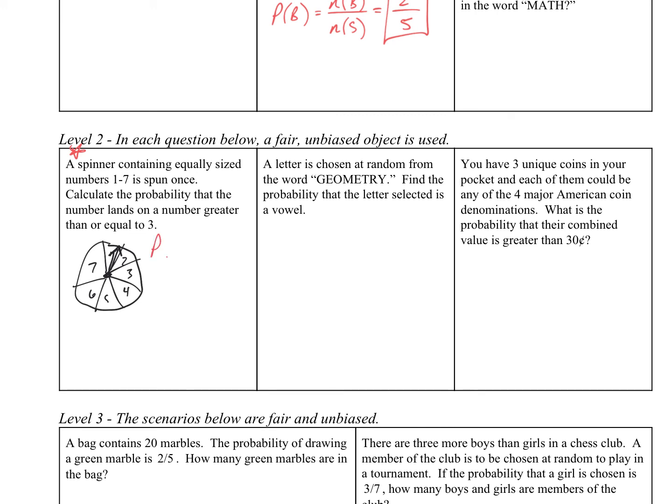So probability of a number that's greater than or equal to 3. Well, how many elements in this set are greater than or equal to 3? Well, you've got 3, 4, 5, 6, and 7. All right, so 5 ways to spin a number greater than or equal to 3. And what's the number of elements in the sample space? Well, that's 7, because there are 7 numbers on the spinner. So here we would say the probability that the number you spin is greater than or equal to 3 is 5/7.